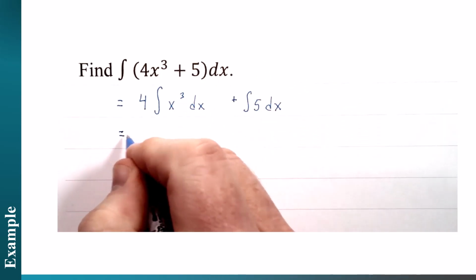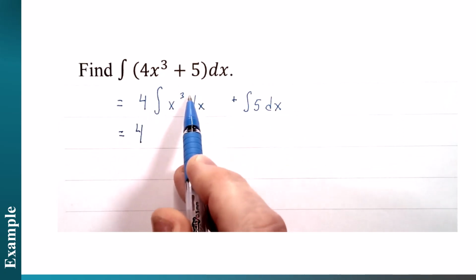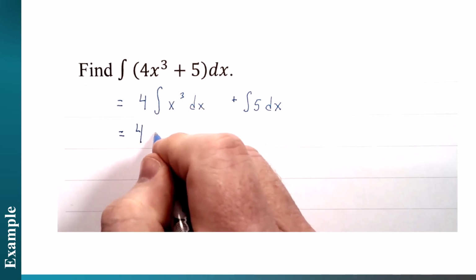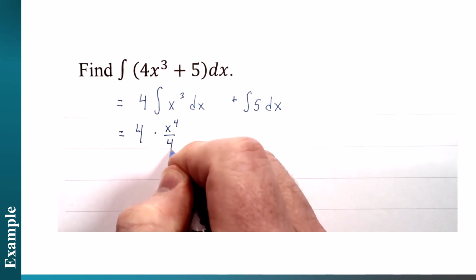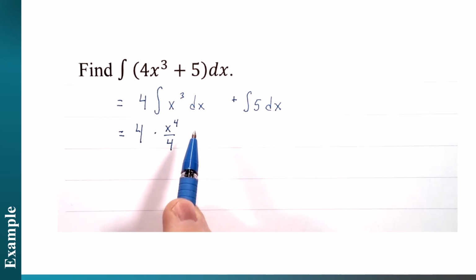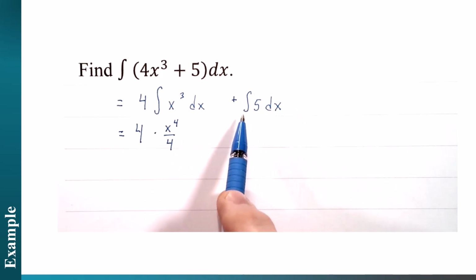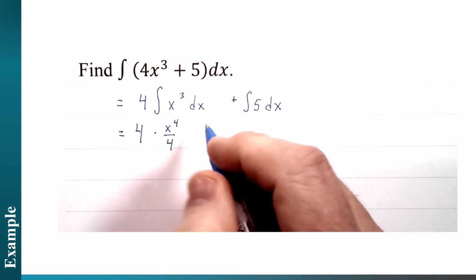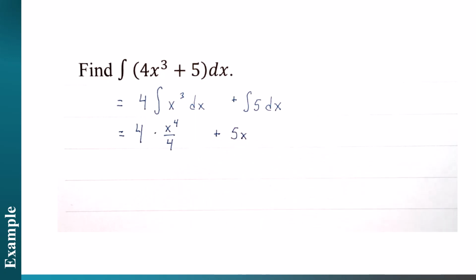I've got this 4 out here in front, and when I take the integral of x cubed, now I'm using the power rule, which tells me to add 1 to the exponent, and I get that same number downstairs. And I know I should be adding a plus c right here, but let's hold off on that for just a moment. Let's address this one over here. I'm taking the integral of just a constant, which is 5. And I know that when I integrate that, I'm going to get 5 times x.